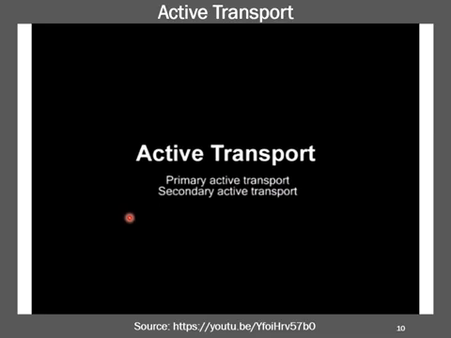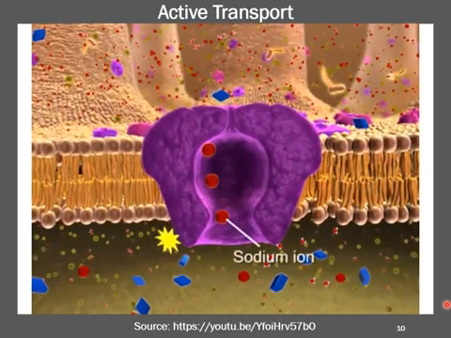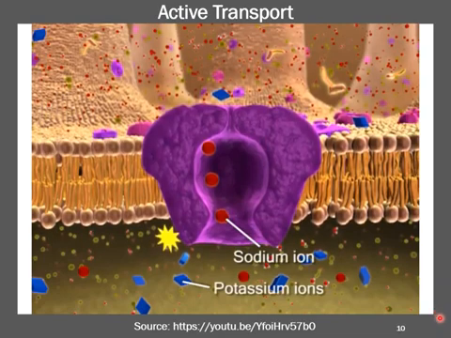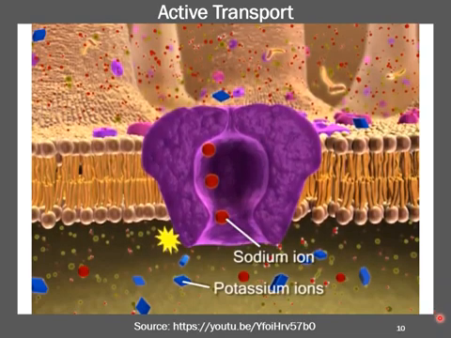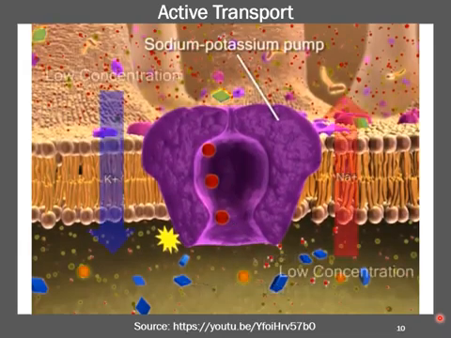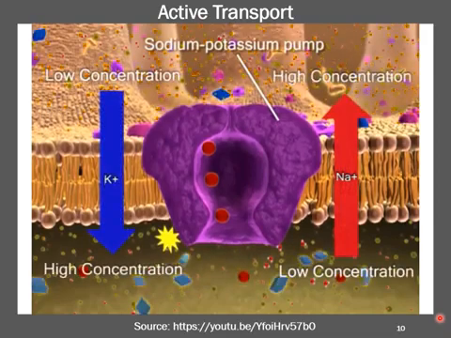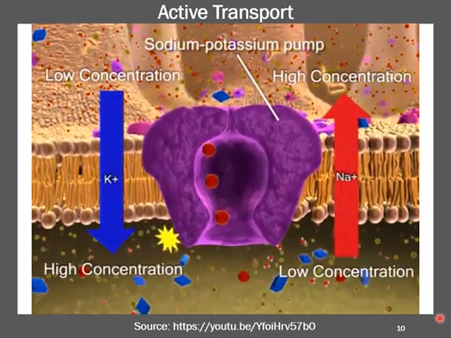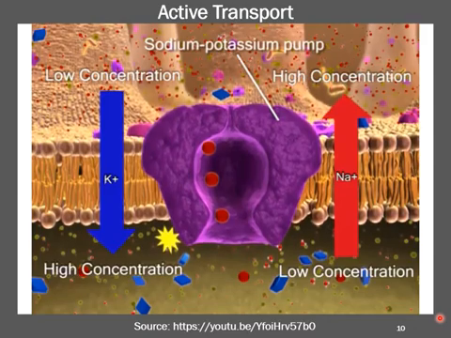Now let's watch a little animation for understanding this in a visual way that will increase your understanding about the process, how it happens. Some ions, such as sodium and potassium, require transport against their concentration gradients. The sodium-potassium pump actively transports these ions from where they are less concentrated to where they are more concentrated. This process requires energy from the cell and is known as active transport.